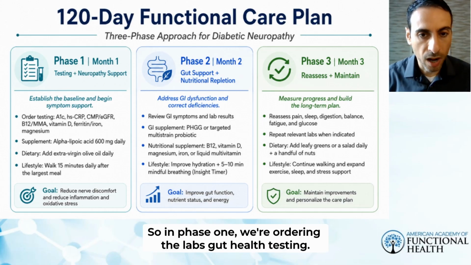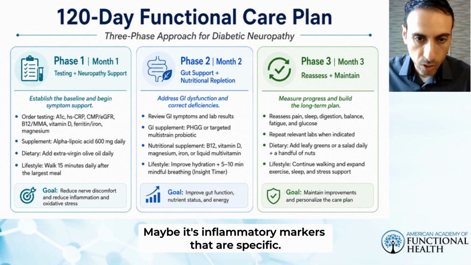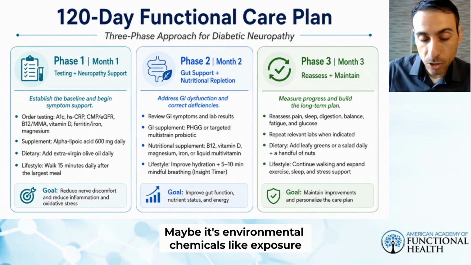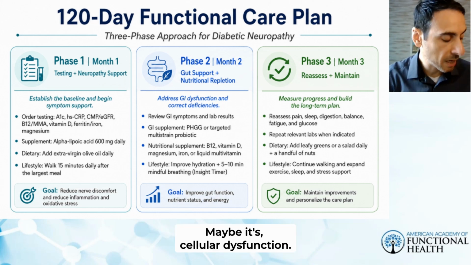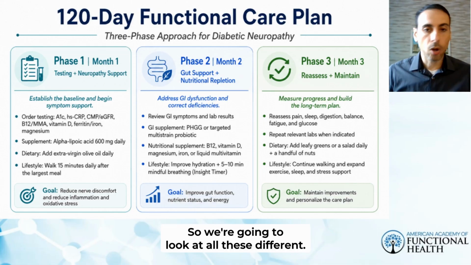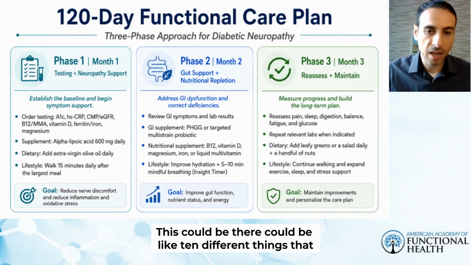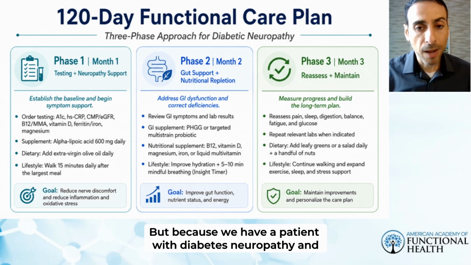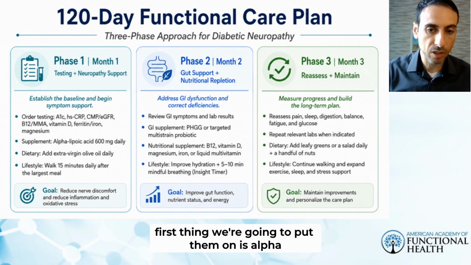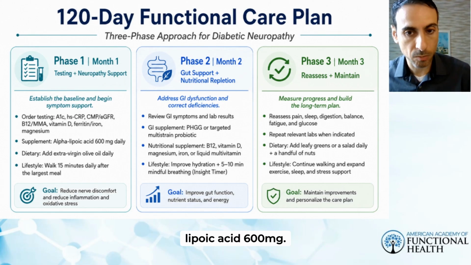So in phase 1, we're ordering the labs, gut health testing, maybe it's inflammatory markers that are specific, maybe it's nutritional deficiencies, maybe it's environmental chemicals like exposure to mold toxicity, maybe it's cellular dysfunction, right? There could be like 10 different things that we want to look into. But because we have a patient with diabetic neuropathy and their chief complaint is nerve pain, the first thing we're going to put them on is alpha lipoic acid 600 milligrams.